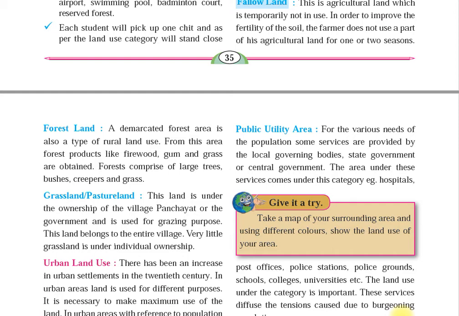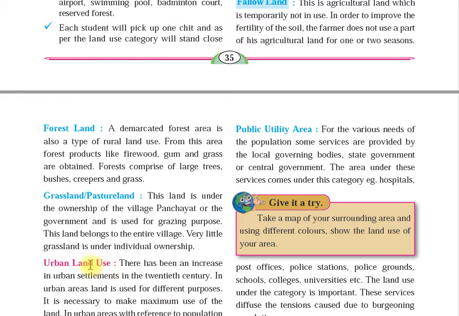Hello students, today we have got geography lesson and we are doing lesson number 6 and the name of the lesson is land use. In yesterday's lecture we discussed something about land use. We saw one type of land use, that is rural land use. Under that we saw arable land, fallow land, forest land, grassland or pasture land. Now today we'll see urban land use.